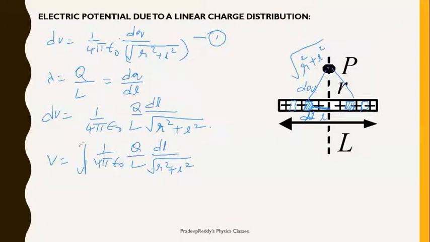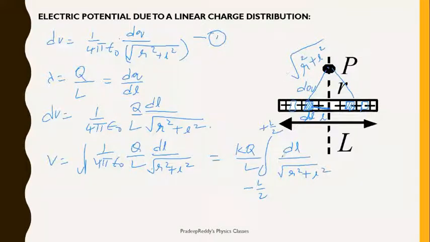Now simply take all the constant values out. This gives you k capital Q divided by L into the integration of dl divided by under root r square plus L square, and the limits you can extend from minus L by 2 to plus L by 2. These are the limits. Now the integration part is left to you. You need to integrate this.